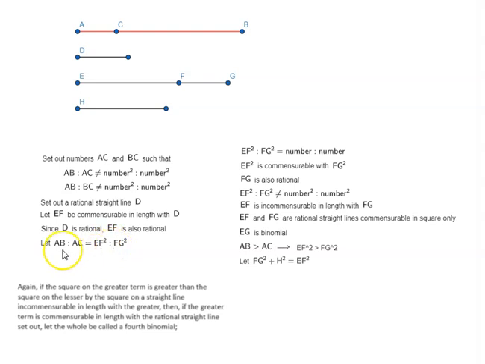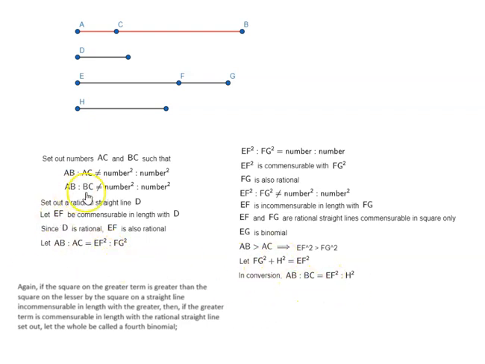Let's look at this proportionality again. AB is to AC is equal to EF square is to FG square. Now we do conversion of this proportion. So in conversion, AB is to the excess, that is BC, is equal to EF square is to the excess, that is H square.